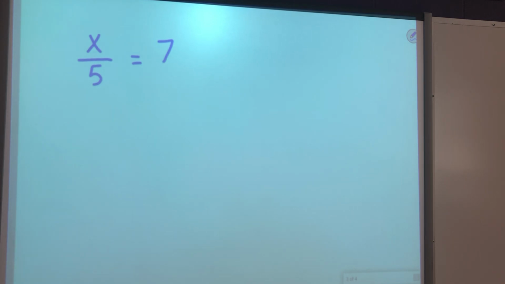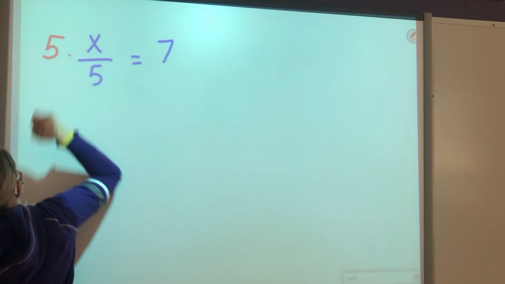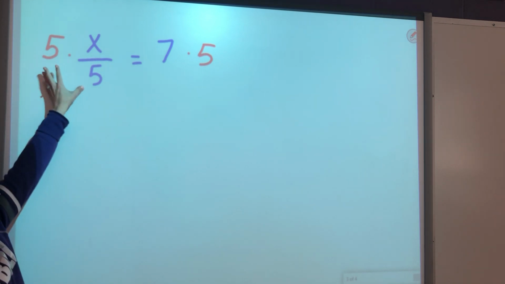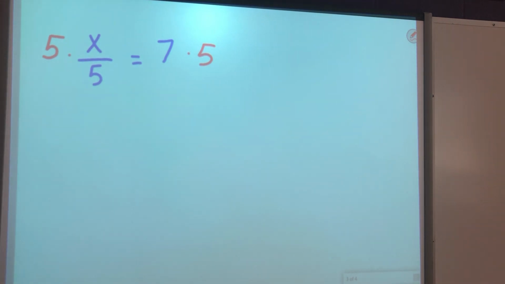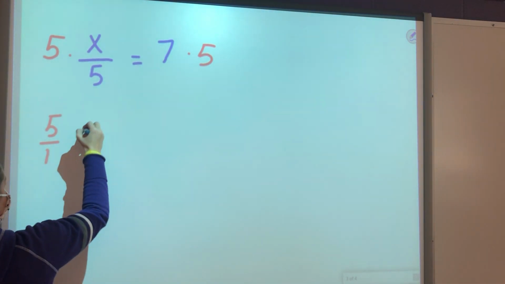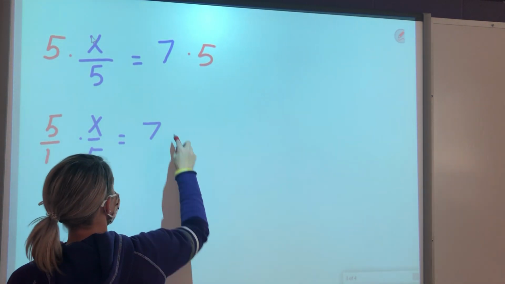X divided by 5 equals 7. Okay. So, x is being divided by 5. What's the inverse of dividing by 5? Multiplying by 5. So I'm going to multiply this side by 5 and this side by 5. Can I multiply these as they are? No, because I've got a whole number and a fraction. How do I make 5 a fraction? Put it over 1. So now I have 5 over 1 times x over 5 equals 7 times 5.